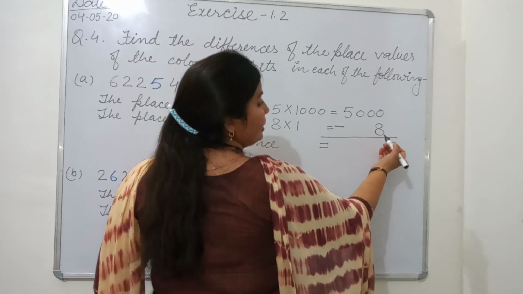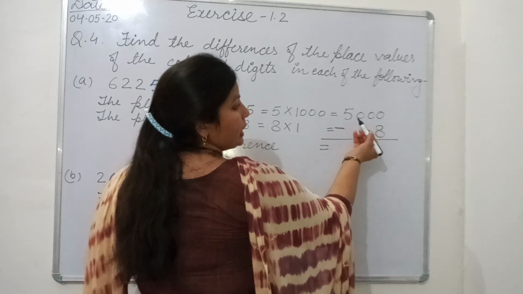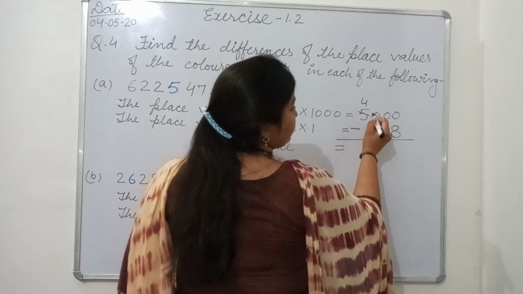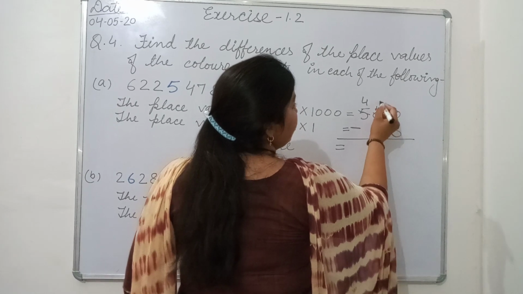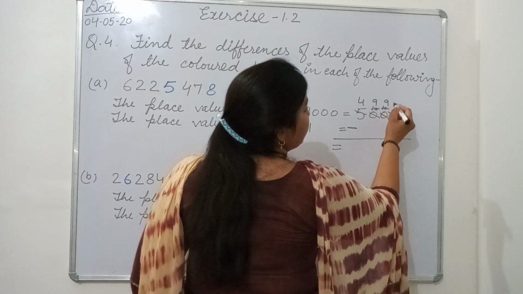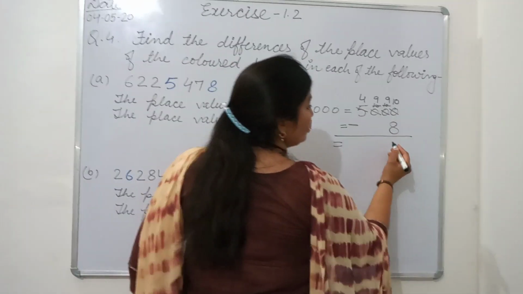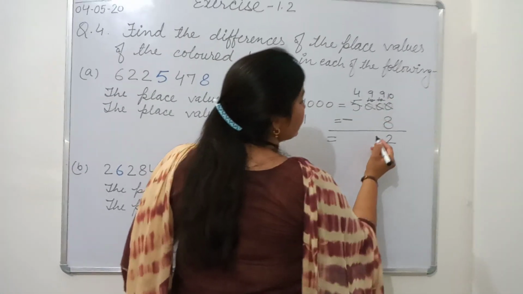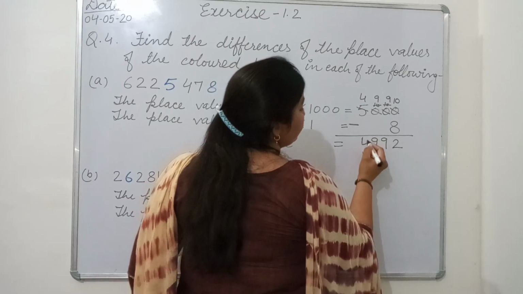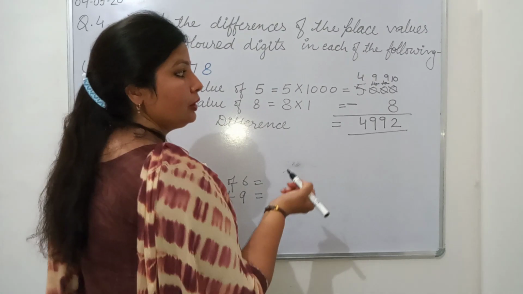Now 8 we can't subtract from 0. So we will take a borrowing. Next is also 0. Next is also 0. So we will take from the 5, there will be 4. Now 10. Now there will be 9, and there is 10. Now there will be 9, and there is 10. Now we can do minus. So 10 minus 8, 2. And there is 9. There is also 9. And there is 4. So what's the difference? 4992.